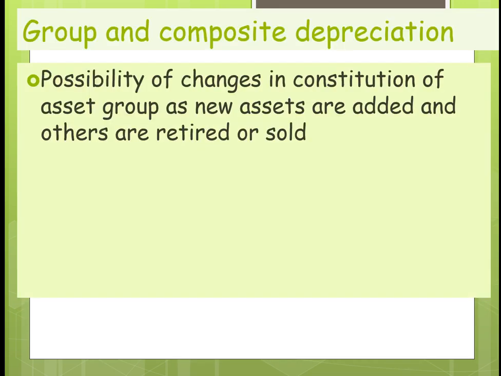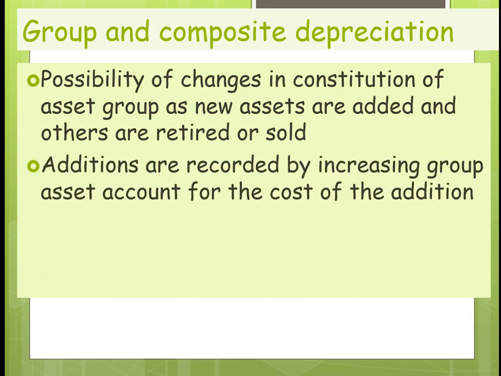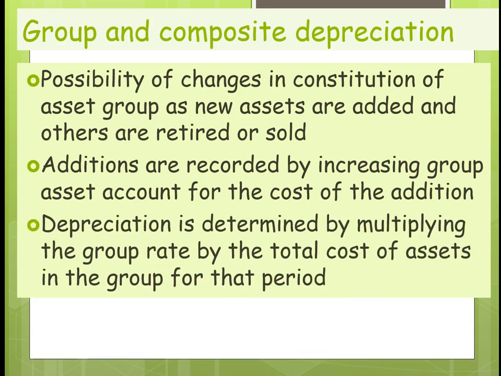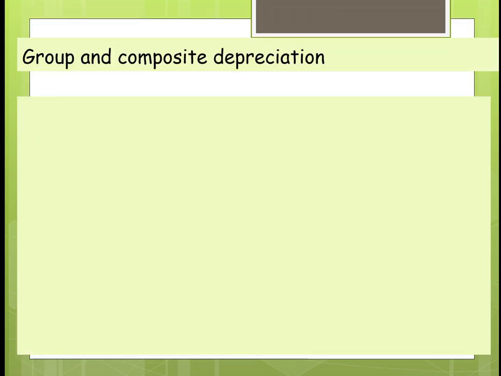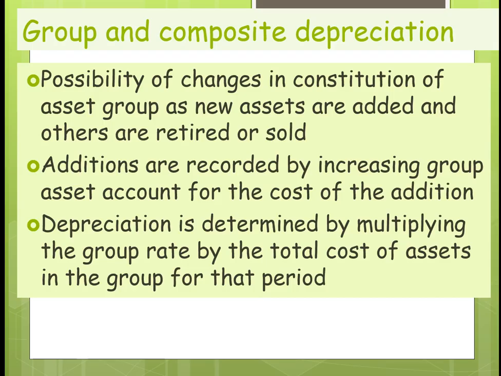Now, possibility of changes in constitution of the asset group as new assets are added and others are retired. Additions are recorded by increasing the group asset account for the cost of the addition. Depreciation is determined by multiplying the group rate times the total cost of the assets in the group for that period. And just so you know, the difference goes to accumulated depreciation. So let's take a look at an example.